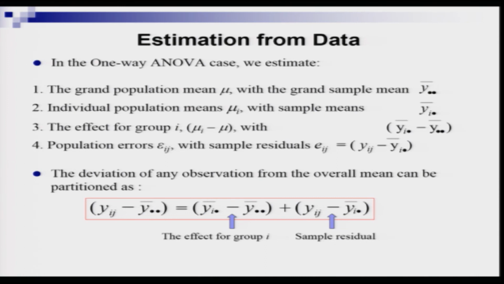Now, we move to the fourth and last item in the list, and that is the population errors epsilon i j. We can estimate population errors by sample residuals, which is defined as e i j, and that is equal to the individual observations y i j minus y bar i dot, the group-specific sample mean. So, the sample residual is the difference between the individual observations and the group-specific sample means.